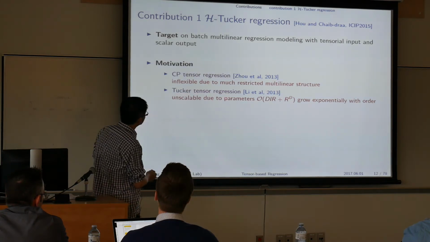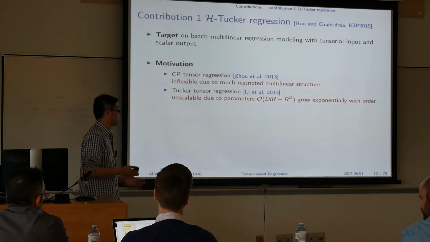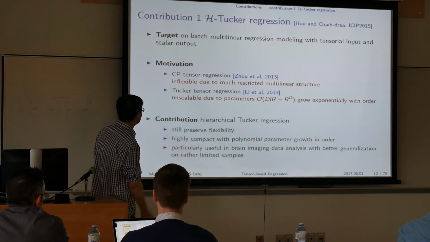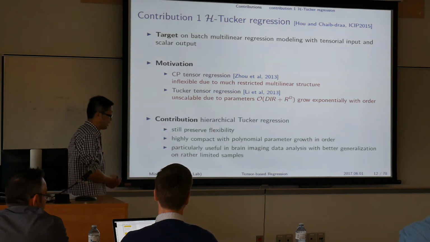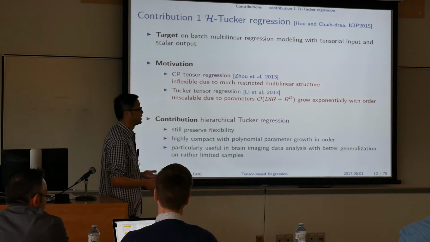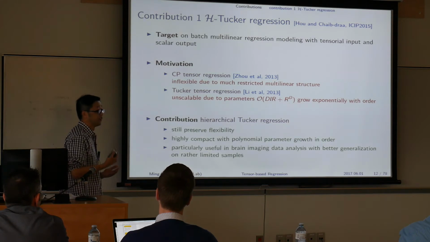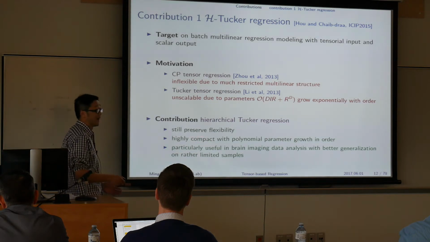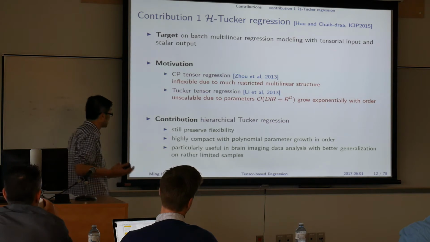And the Tucker regression is flexible but not scalable to very high order tensor because of this exponential growth of parameters with order D. And to this end, we introduce low-rank generalized linear tensor regression by approximating the regression coefficient tensor using a hierarchical Tucker representation. So it can preserve the flexibility like Tucker by allowing distinct rank according to a dimension tree structure.